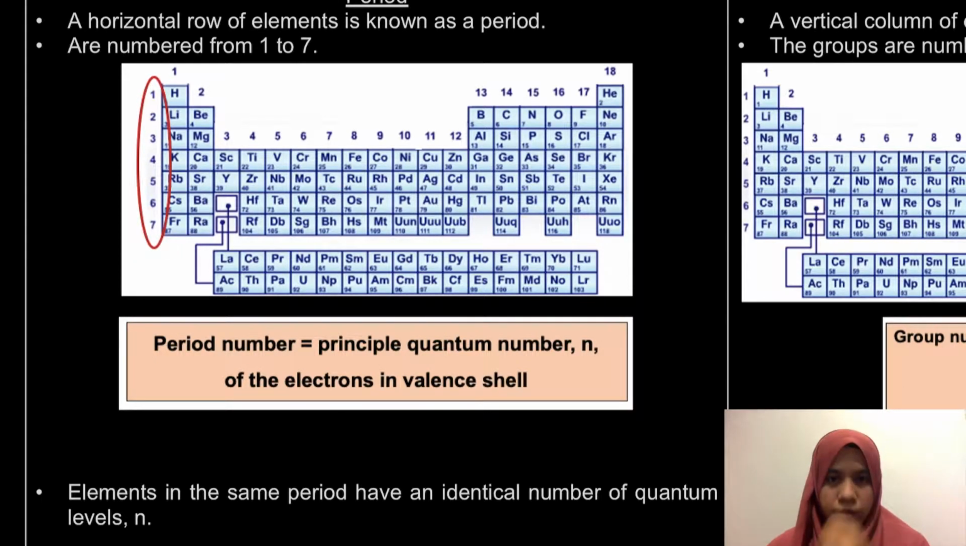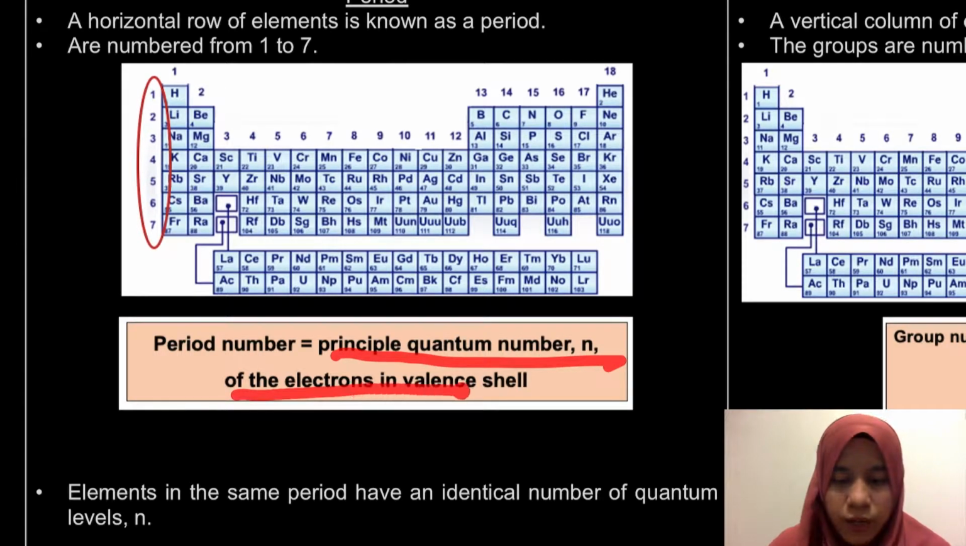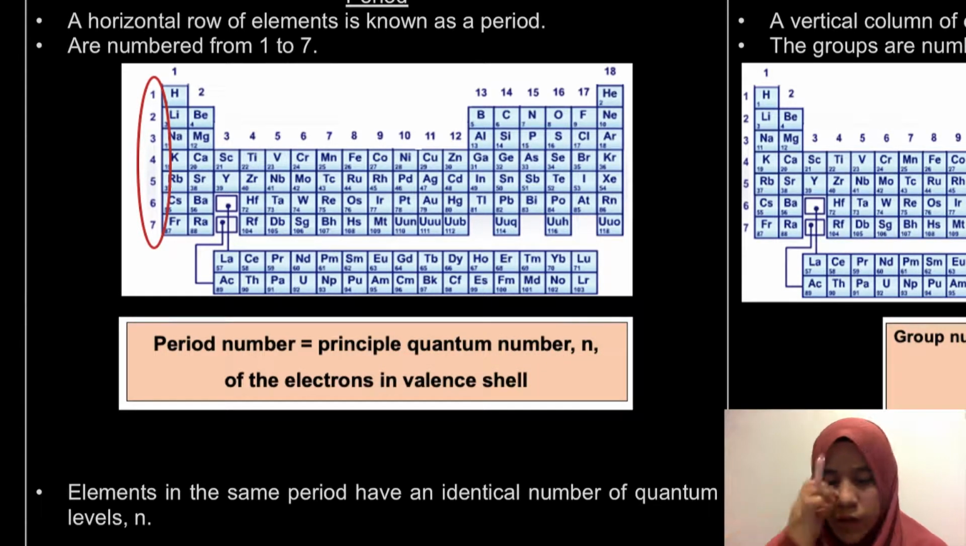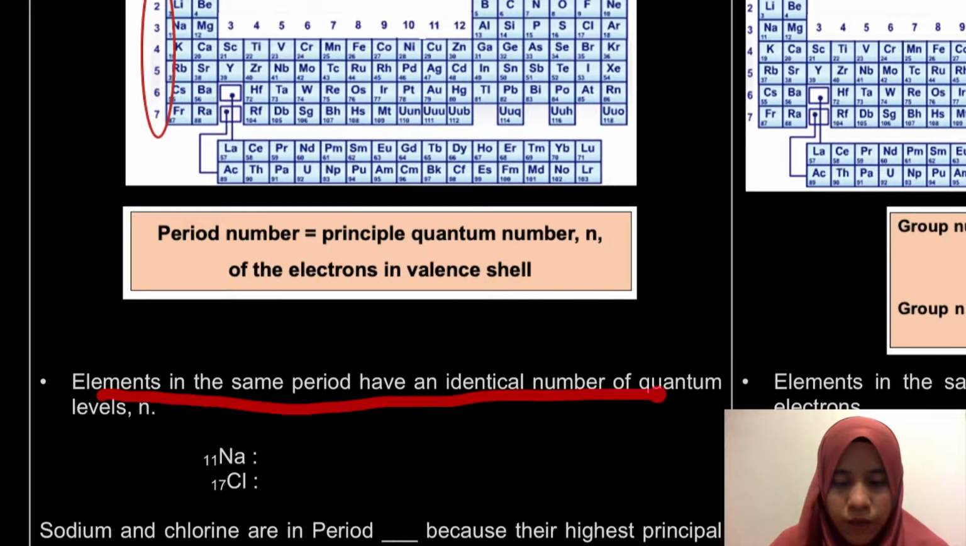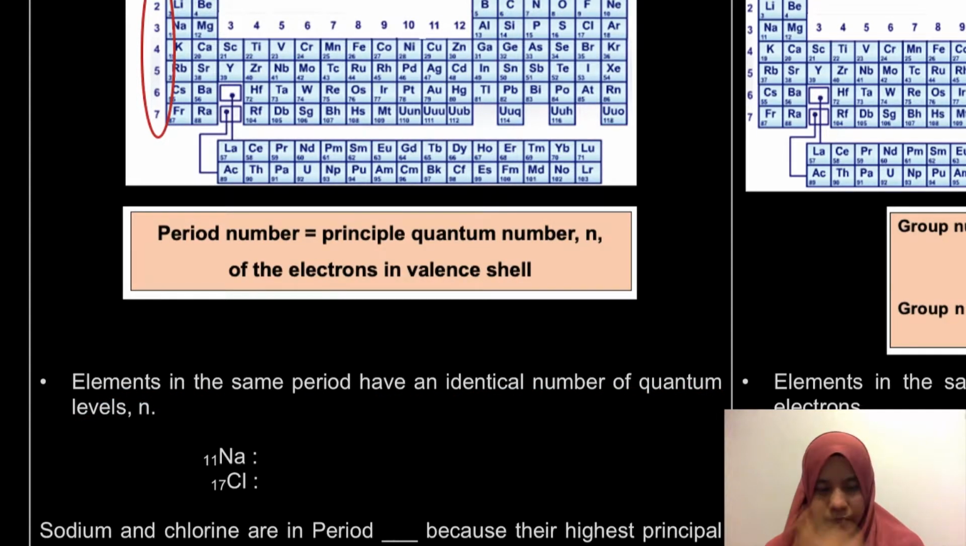Now what we're going to learn that is new is that the period number can be determined by the principal quantum number of the electrons in the valence shell. Here it mentions that elements in the same period have an identical number of quantum level n.